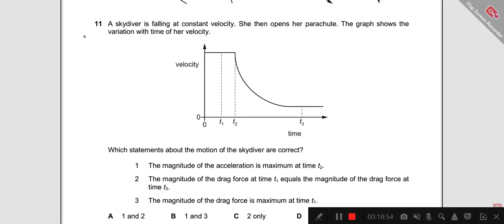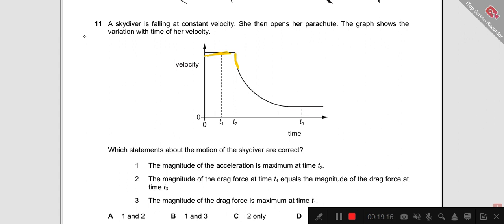Then a skydiver is falling at constant velocity. She then opens her parachute. The graph shows the variation with time of her velocity. Now, which statements about the motion of the skydiver are correct? The magnitude of acceleration is maximum at t2.